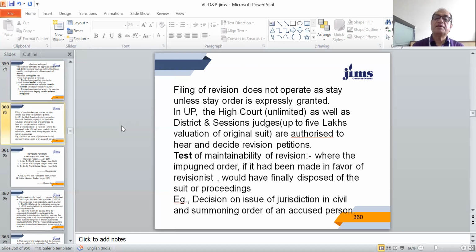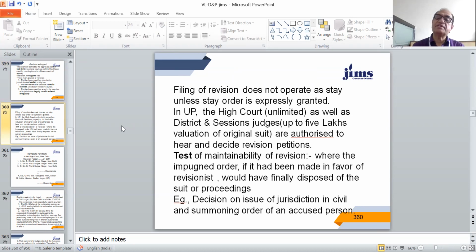High Courts have unlimited jurisdiction, and district and sessions judges can hear revisions against those orders whose original valuation in the suit was 5 lakh rupees. So district and sessions judges and High Courts in UP both are competent to entertain a revision petition, or they can suo moto start the hearing of a revision.